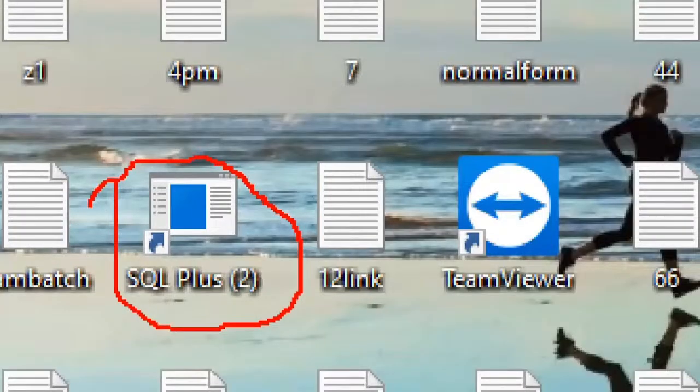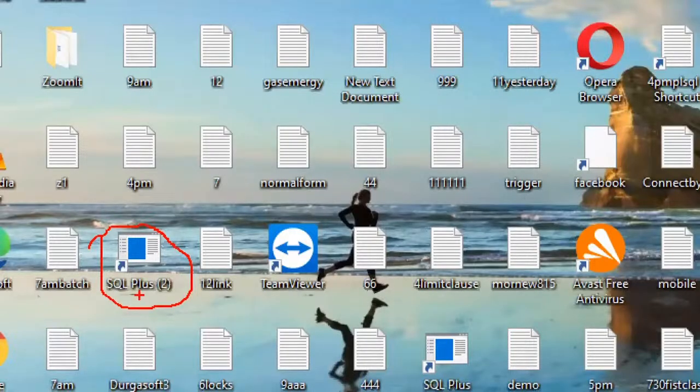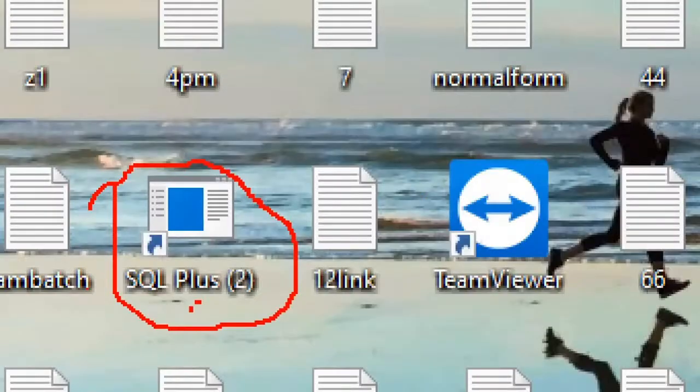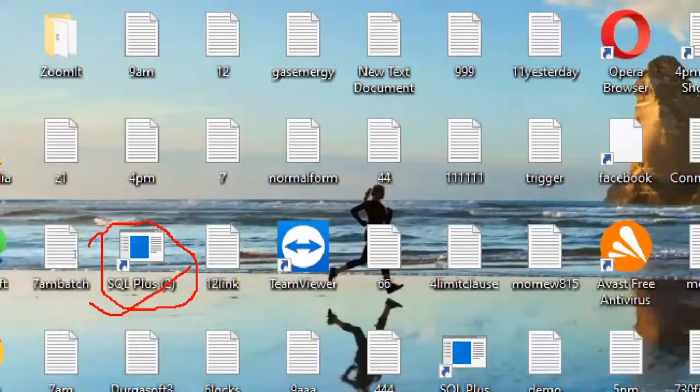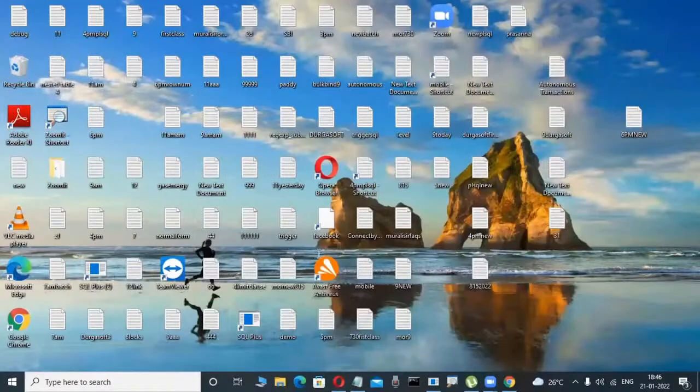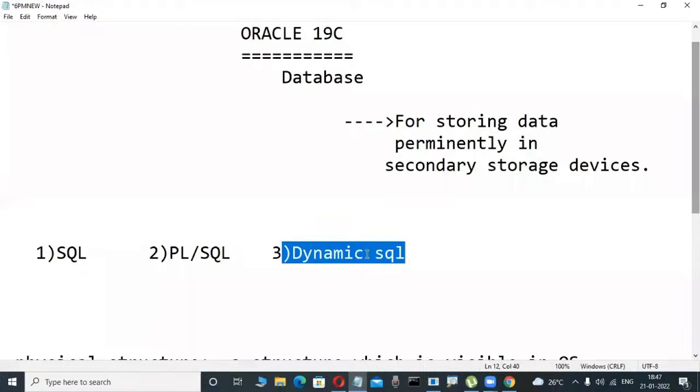What is this one? I'm installing Oracle. SQL*Plus is there. What is this one? SQL is a long way, you have an idea. Okay, fine. PL/SQL is a long way. Some coding is there. Dynamic SQL is a long way. Daily we are writing coding.